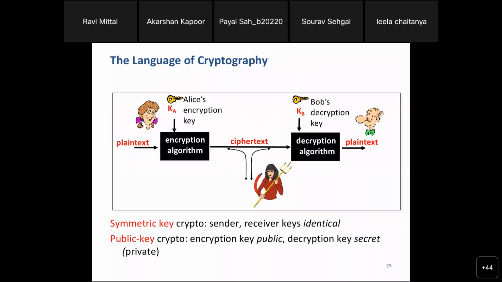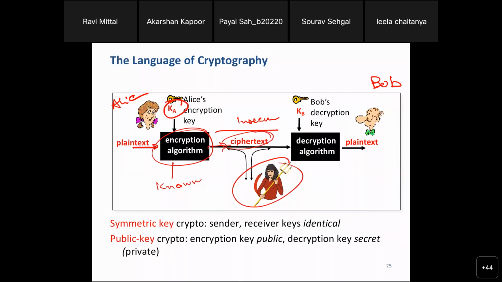Basically, Alice wants to send a message to Bob, and she is sending it over an insecure channel. She has a plain text to send, and she will use an encryption algorithm. These are known encryption algorithms. She uses a key Ka to encrypt this. The output is ciphertext, which even if Eve receives it, she cannot decode or find out the plain text from the ciphertext. Then Bob has the key Kb and will be able to decrypt this and get the plain text.